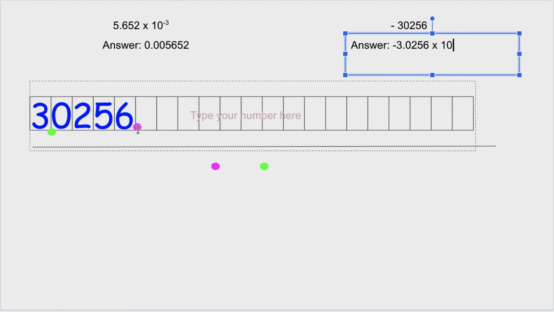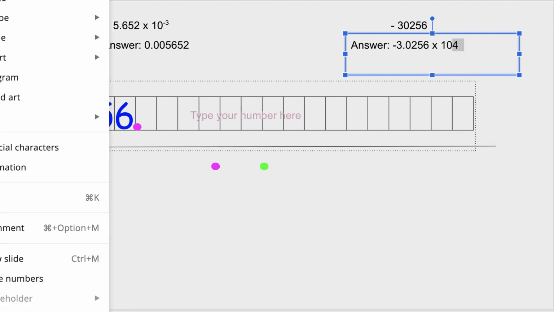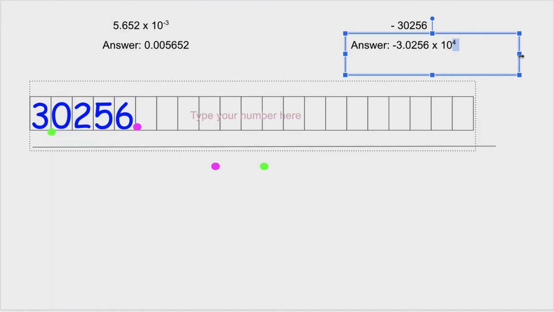So I moved the decimal point to the left to get it into scientific notation. I remember when I went from standard to scientific, moving it to the left means my exponent is going to be positive. And in this case, I moved it 4 digits, so that means it's going to be positive 4. So in scientific notation, this would be negative 3 and 256 thousandths times 10 to the 4th power.